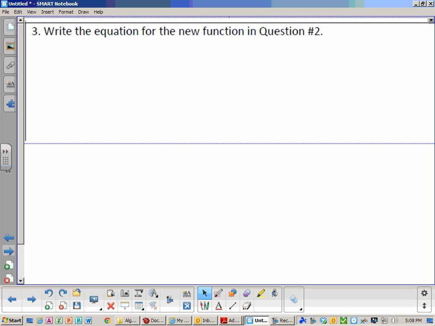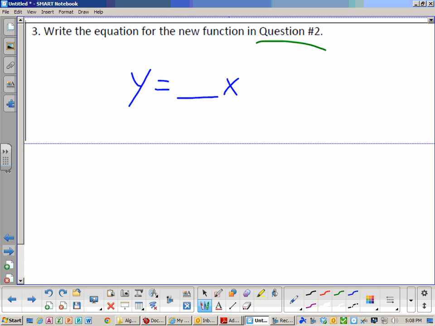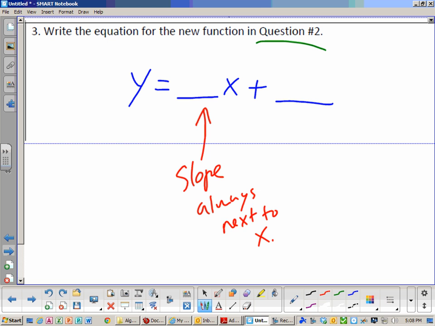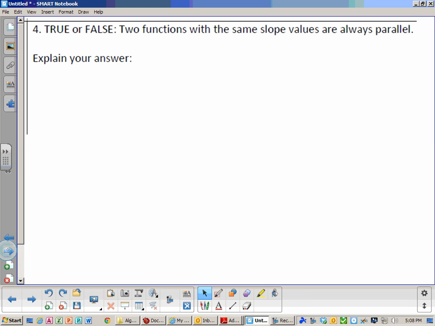All right, write the equation for function number 2. Question number 2, beg your pardon. We'll just draw a new line. I'll let you handle it out. Don't forget that it always goes y equals slope x plus something. I want you to go and fill in the gaps. Don't forget that whatever's next to x is slope. Slope is always next to x. All right? And the y-intercept is the other guy. Fill in the blanks. I think you could do that.